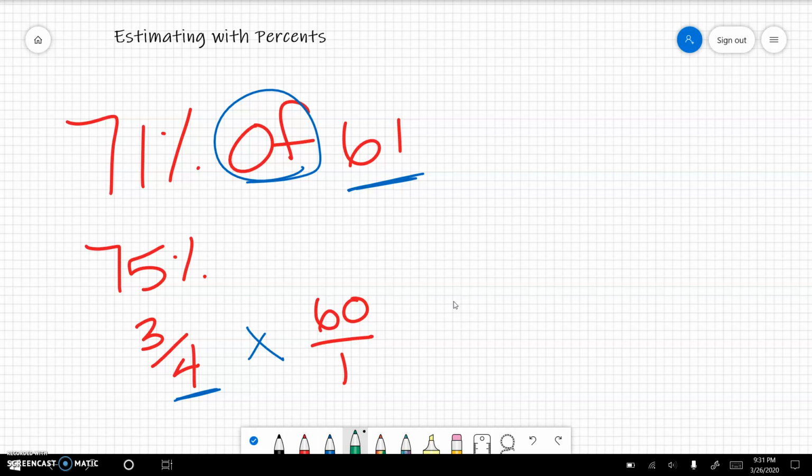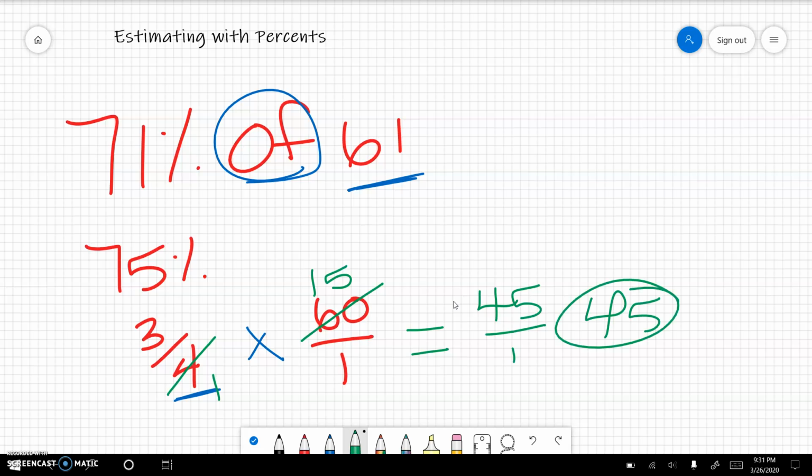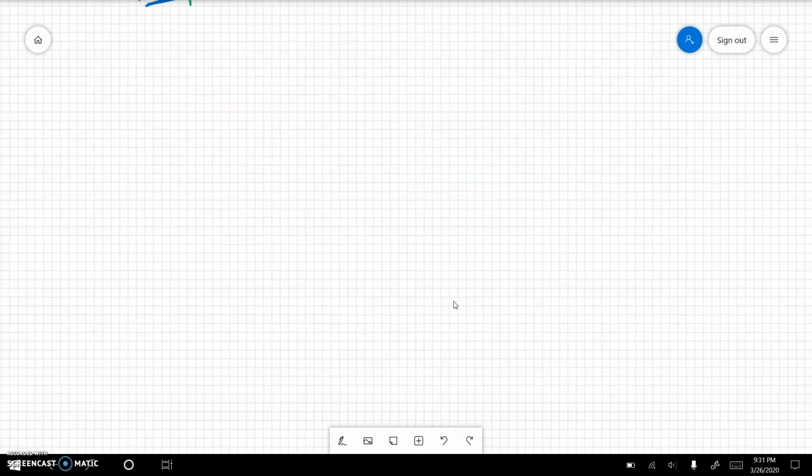Now I can go through and I can solve, and the first thing I'm going to do is simplify. 4 goes into 4 1 time. 4 goes into 60 15 times. So I'm left with 3 over 1 times 15 over 1. So 3 times 15 gives me 45 over 1, which is really just 45. Okay? Next example.